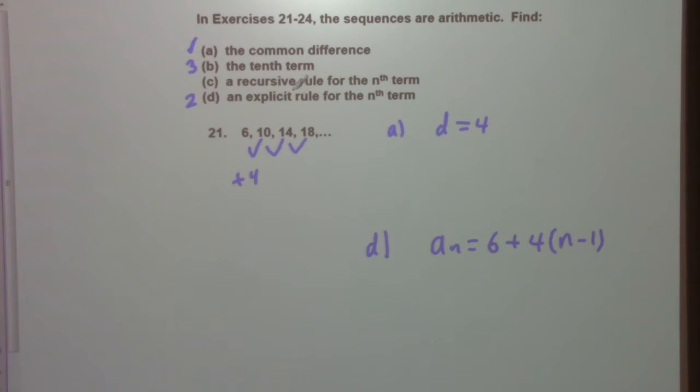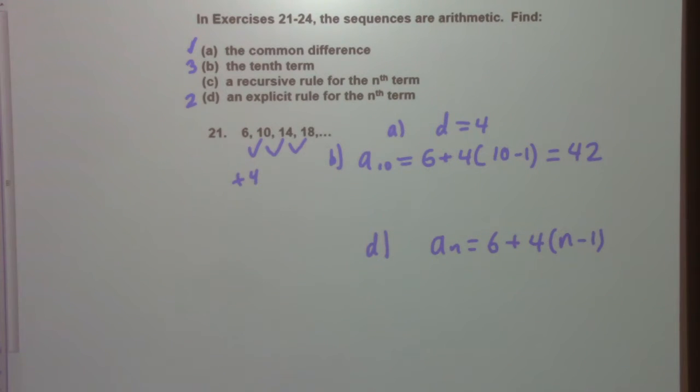Okay, now for part B, we're going to use this formula or rule in part D. We're going to call it a sub 10 is equal to 6 plus 4 times 10 minus 1. And what is 10 minus 1? 9. So we have 9 times 4, which is 36, plus 6 is 42. And so that would be part B.